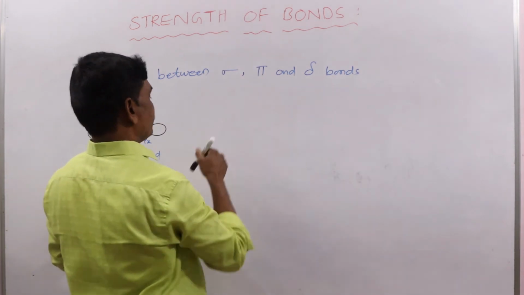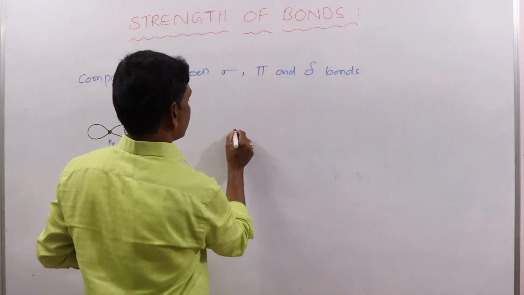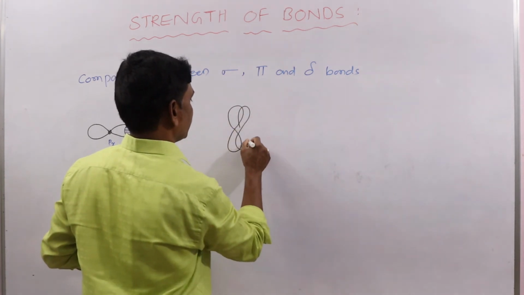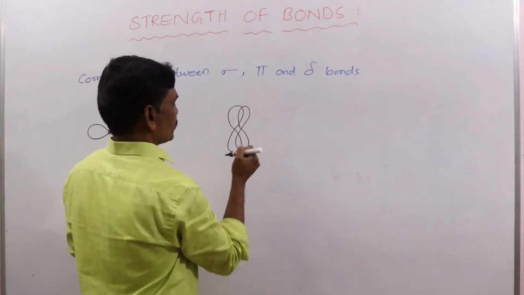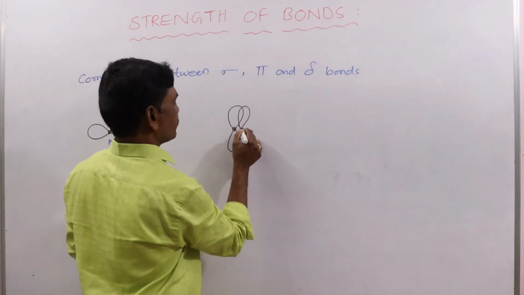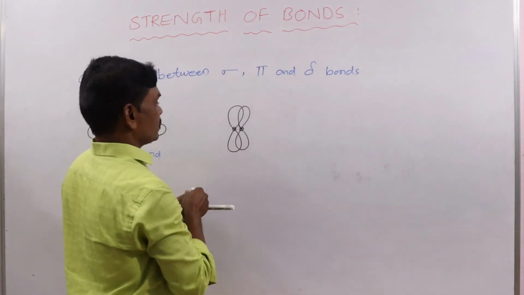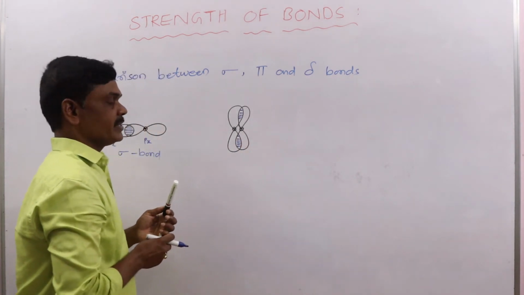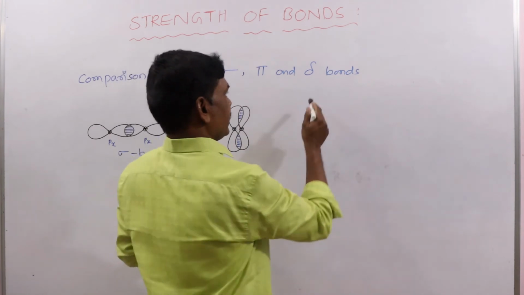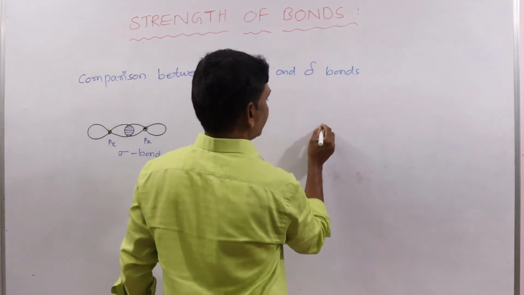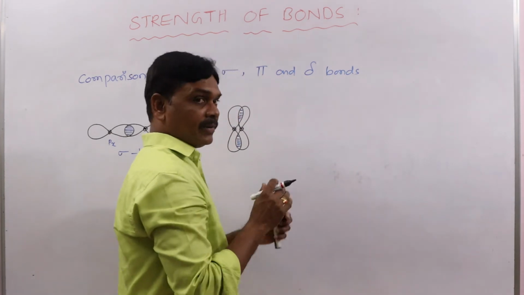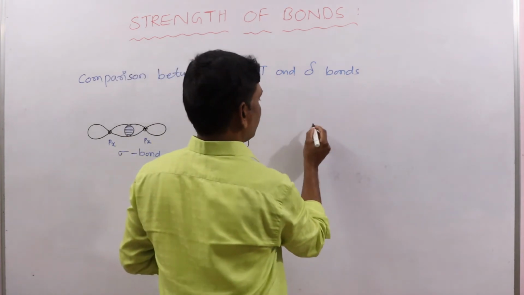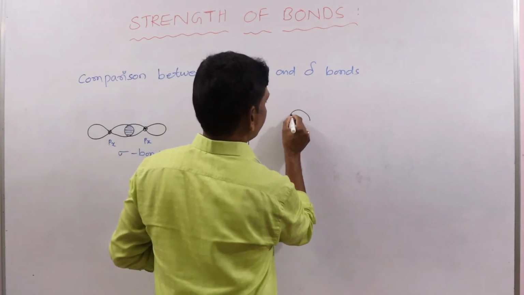Now in case of pi bond, we know that parallel overlapping of orbitals always leads to formation of pi bond. This is the nucleus of the first p orbital and second p orbital. This is the overlapping region. Now we know that the last bond is the delta bond. All four lobes of d orbitals overlap each other, so formation of delta bond takes place. So here it is the delta bond.